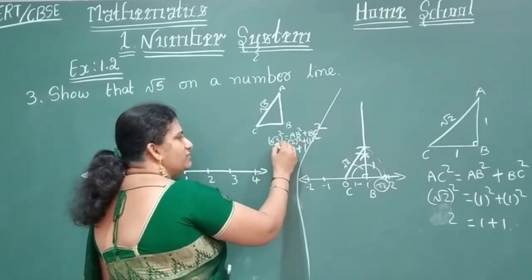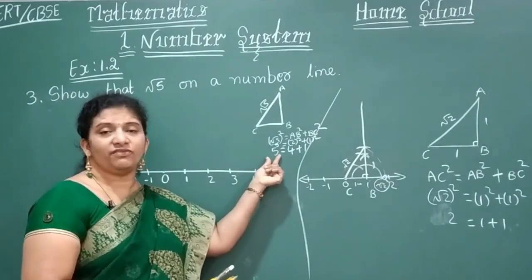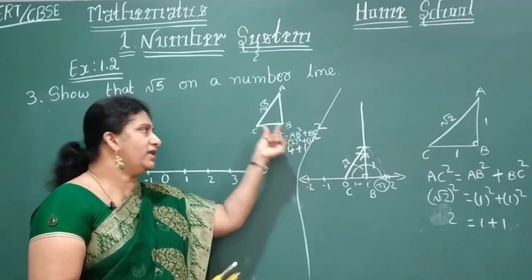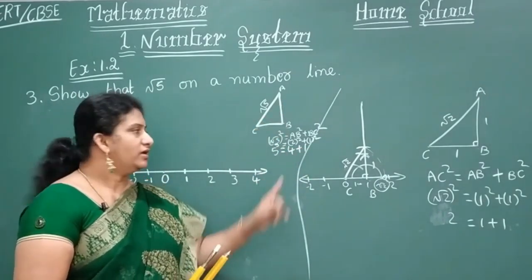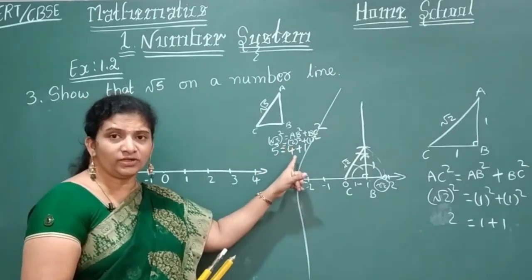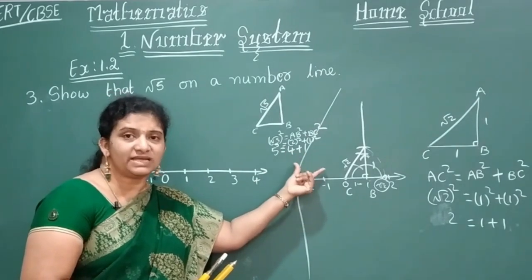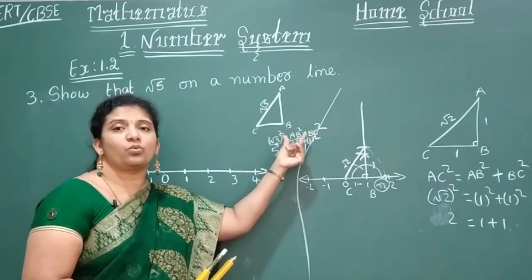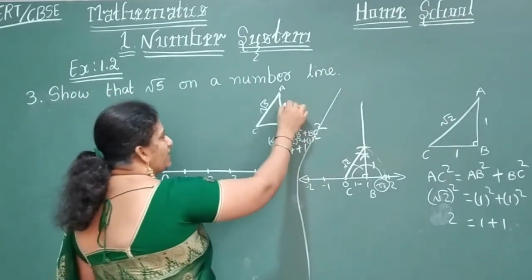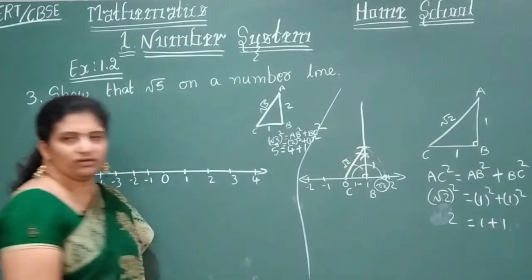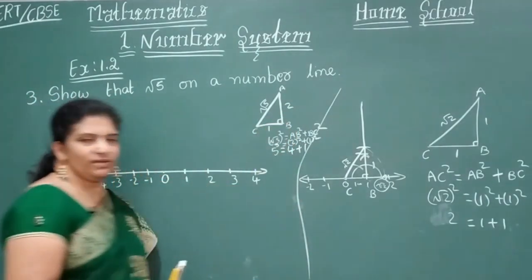Observe here carefully. This step is not so easy. Split 5 means you may say 4 plus 1 and write a 4 and 1 here. That is wrong, children. What you are splitting should be squares of some other numbers. So 2 square plus 1 square. This is 2, this is 1. So now we have the right triangle measurements.